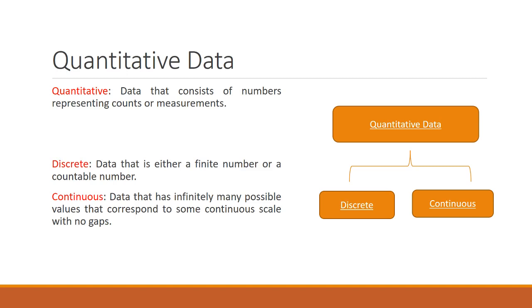Okay, what about quantitative data? I already alluded to this earlier, but let's look at it again. Quantitative data is data that consists of numbers that represent counts or measurements. It comes in two categories, discrete and continuous. Discrete data is data that's either finite in number or is countable. Continuous data could, theoretically, take an infinite number of possible values that fit within a particular range of values.